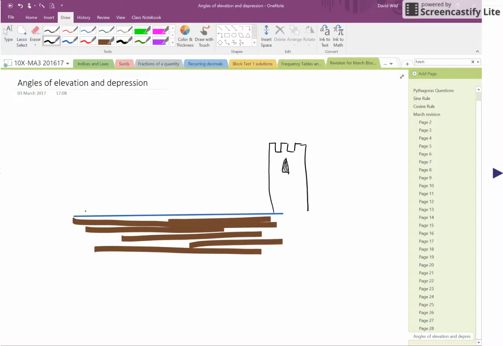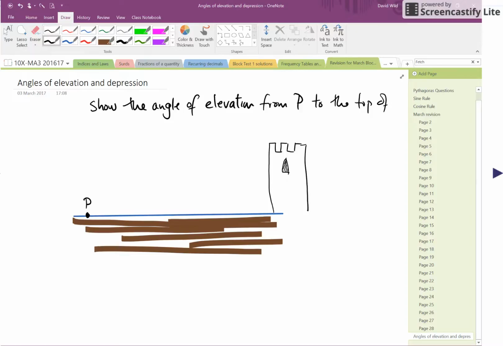Okay, now let's say there is a point here. Let's call that point P. And what we're going to try and do is describe or show the angle of elevation from P to the top of the flag on the tower. I haven't got a flag yet, so let's draw a little flag. Here's our flag. And there is the top of the flag.